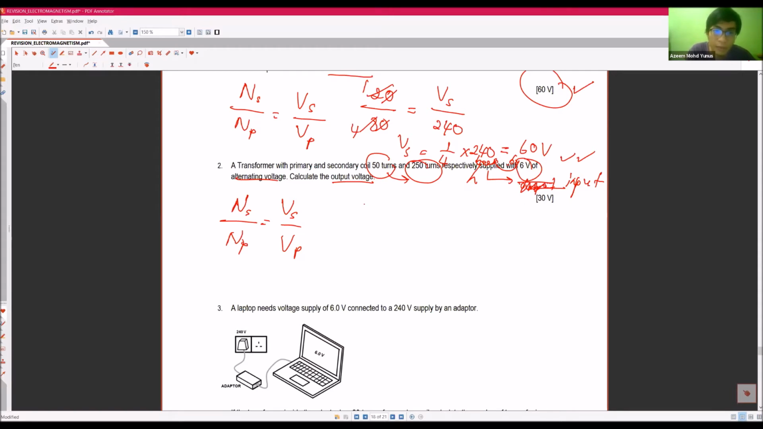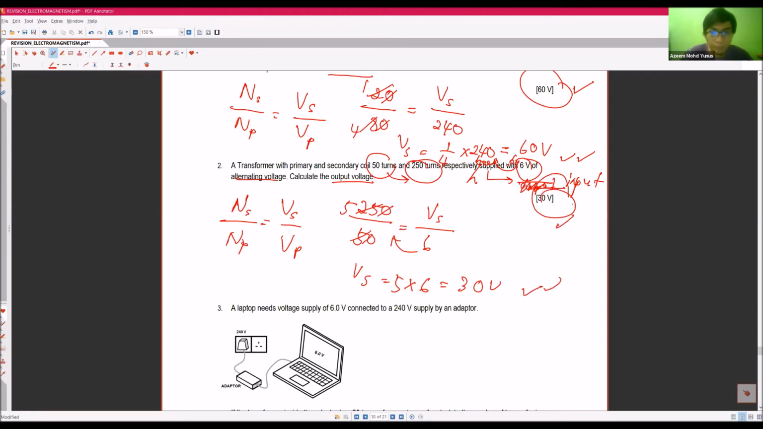So let's check with our calculation. Vs over 6. So Vs is actually 25 divided by 5, which is 5. So 5 times 6, 30 volts, because 6 is going to be here. So our answer is correct with our prediction.